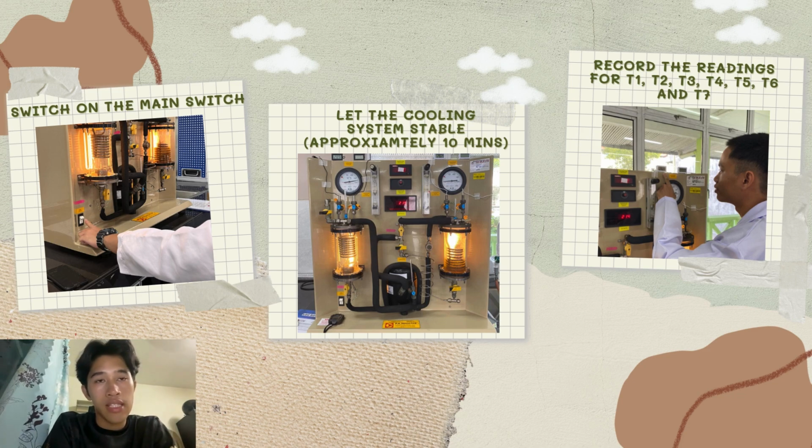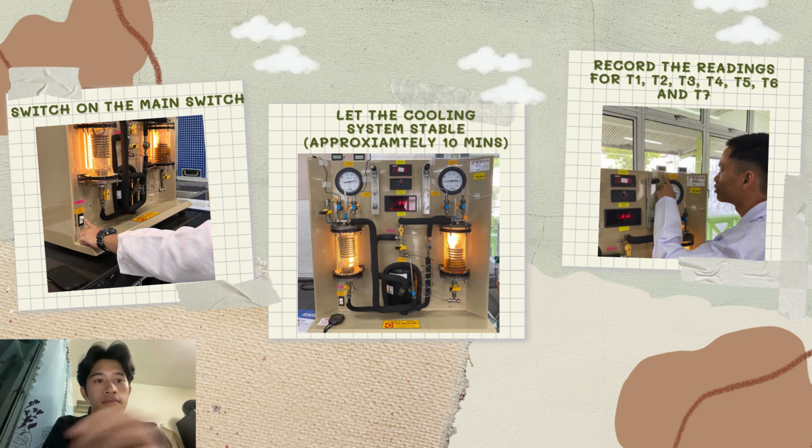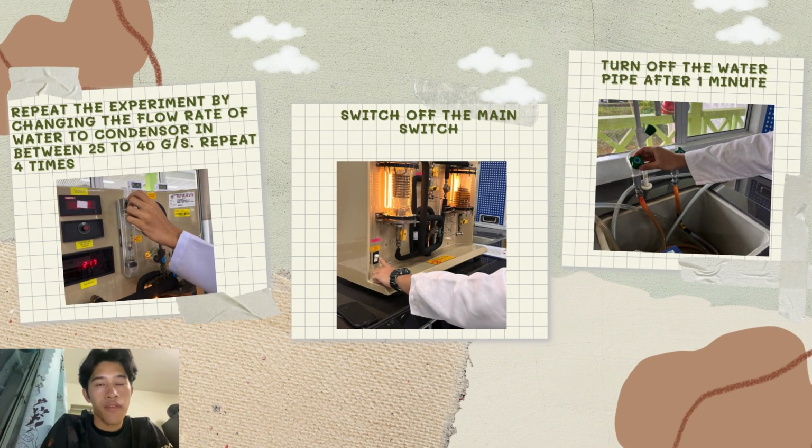And then after 10 minutes, step number 6 is record the readings for temperature 1, temperature 2, temperature 3, temperature 4, temperature 5, and temperature 6, and also temperature 7. And then we also take the reading for the pressure gauge of condenser and pressure gauge of the evaporator, and also the value of watt meter. Next step is we have to repeat the experiment by changing the flow rate of water to condenser between 25 to 40. We have to repeat the experiment 4 times so that we have 5 data of the value.